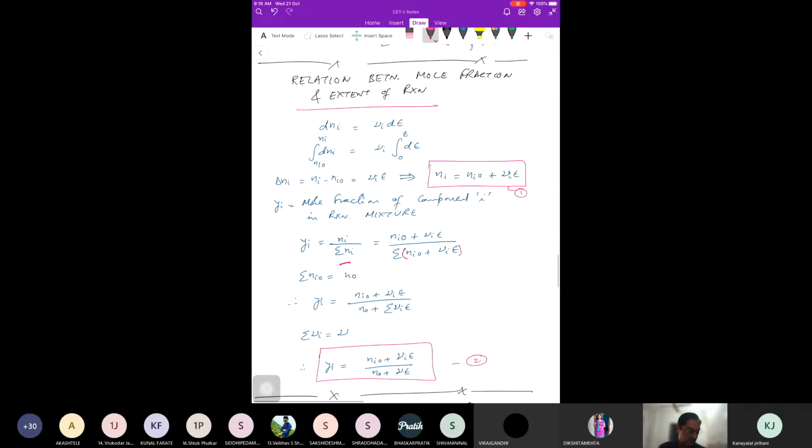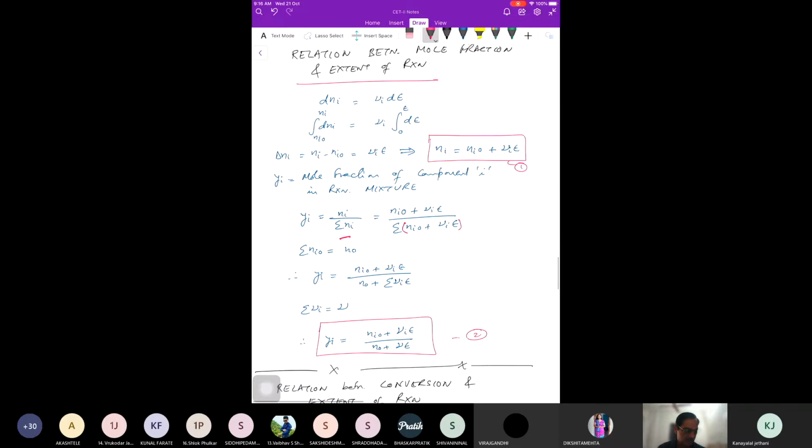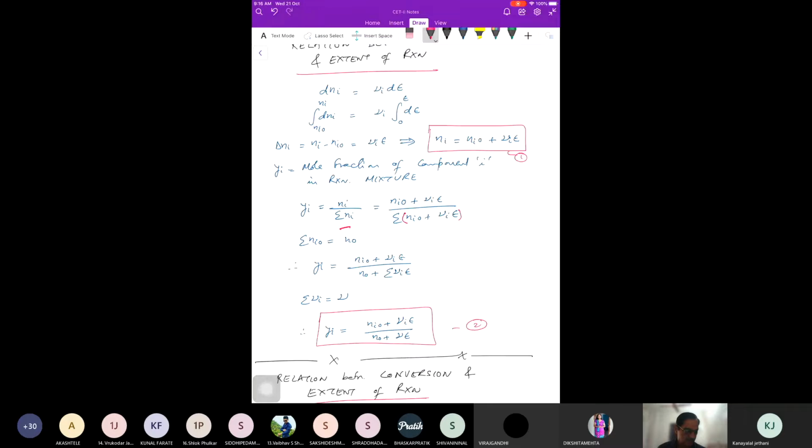So we can write yi is equal to ni0 plus nu i epsilon upon the denominator, summation of ni0 is n0, plus summation of nu i into epsilon. And we can add all the nu i's, and that is summation of nu i equal to nu. So we get yi is equal to ni0 plus nu i into epsilon upon n0 plus nu into epsilon. So if you know epsilon, we can find out yi.